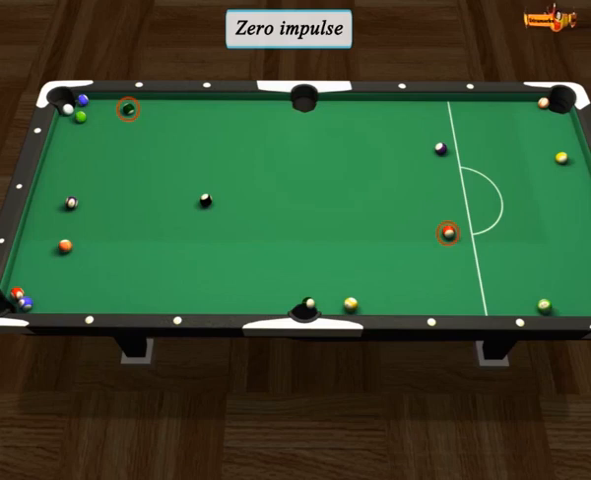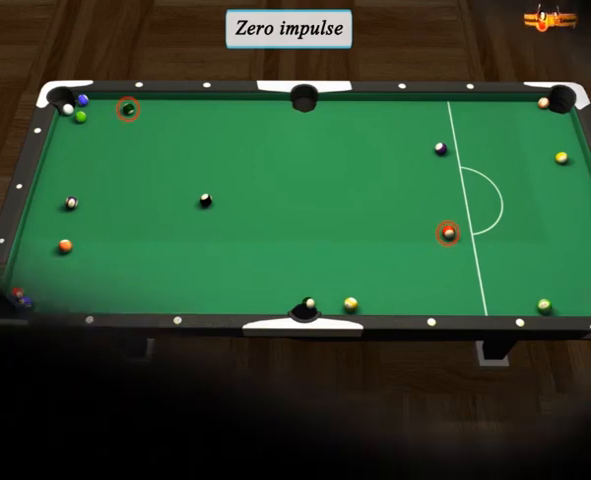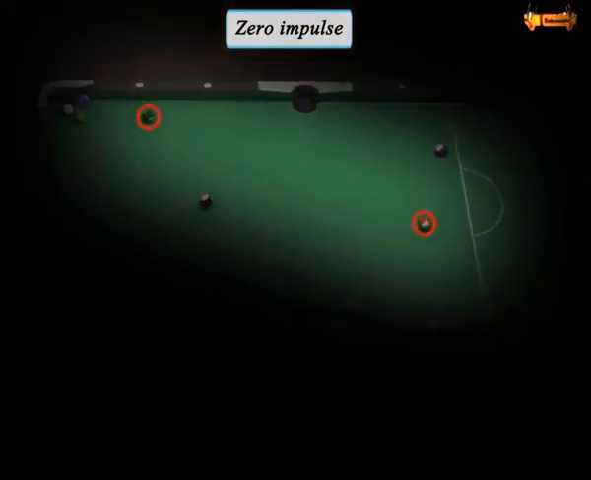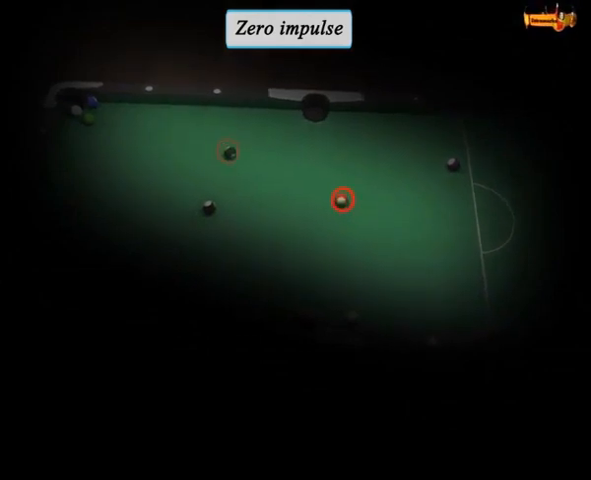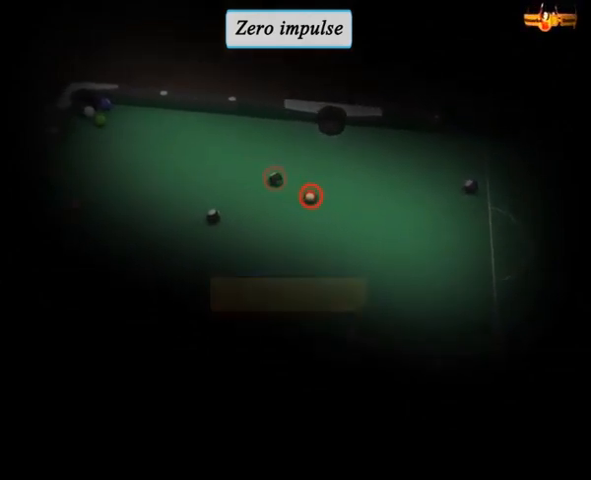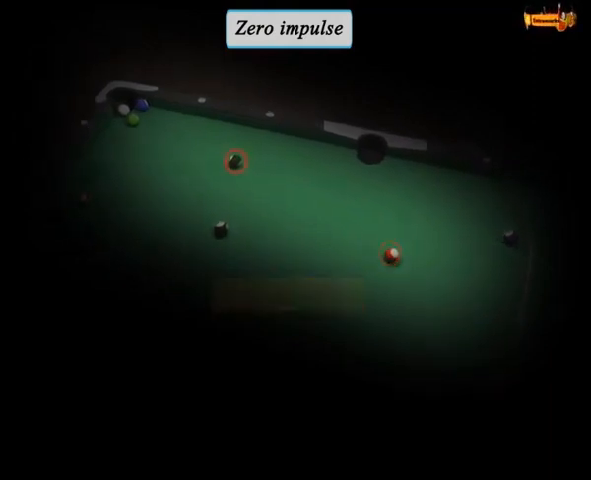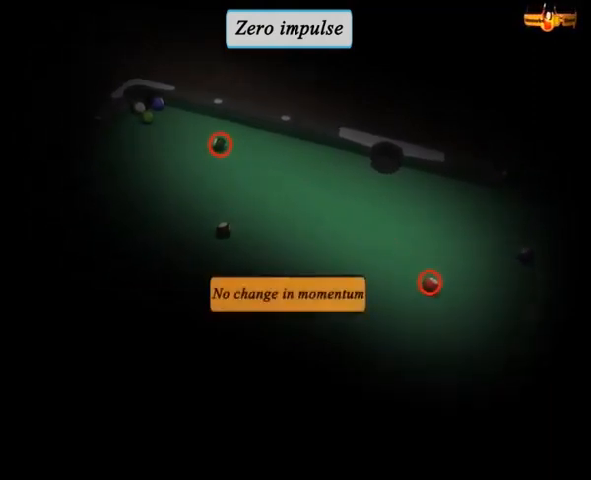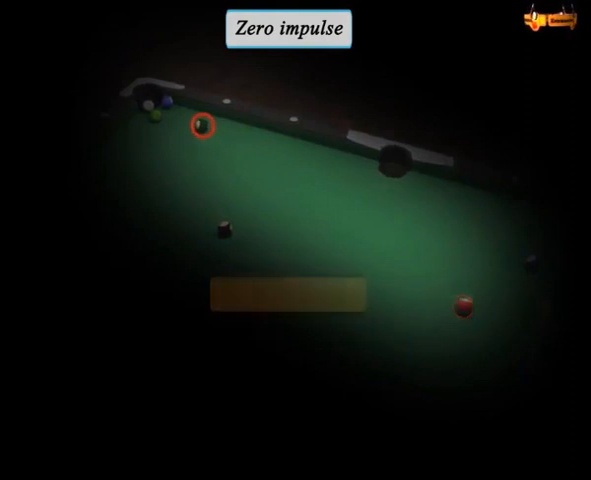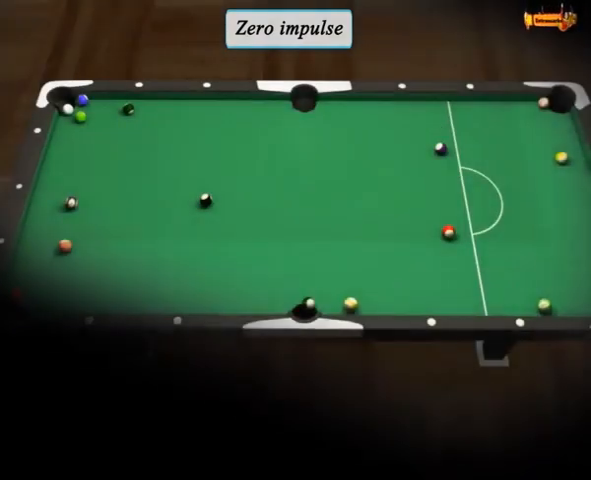Can there be any situation in which impulse can be 0? Yes, it can. Here we can see that two balls moving towards each other with same velocity collide. After collision, they move away from each other with same velocity. As there is no change in momentum, hence the impulse is 0.